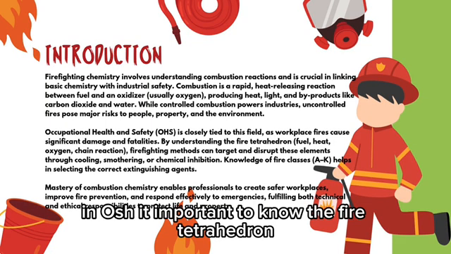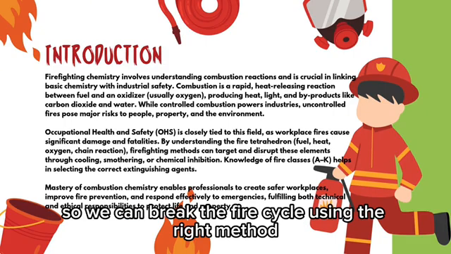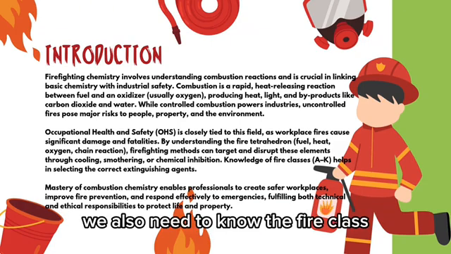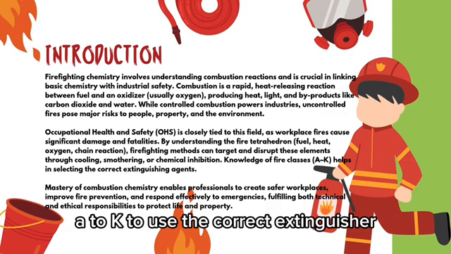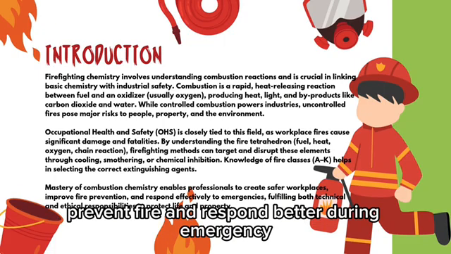In OSH, it's important to know the fire tetrahedron: fuel, heat, oxygen, and chain reaction, so we can break the fire cycle using the right method like cooling or smothering. We also need to know the fire classes A to K to use the correct extinguisher. So in short, understanding fire chemistry helps us improve safety, prevent fire, and respond better during emergencies.